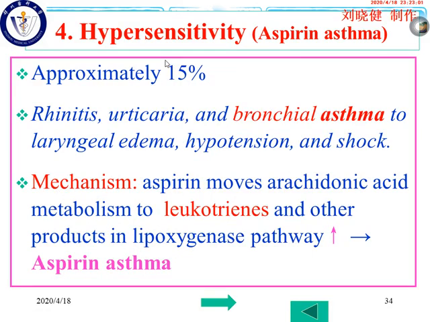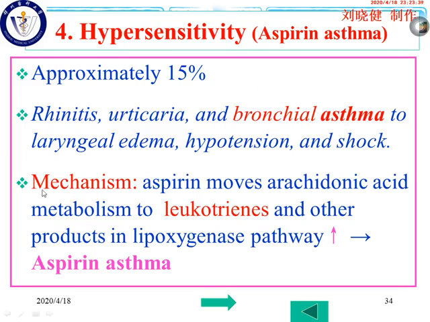Hypersensitivity caused by aspirin occurs in approximately 50% of patients. The symptoms range from rhinitis, urticaria, and bronchial asthma to laryngeal edema, hypotension, even shock. This is the allergic reaction to aspirin. If bronchial asthma is caused by aspirin, it is called aspirin asthma.